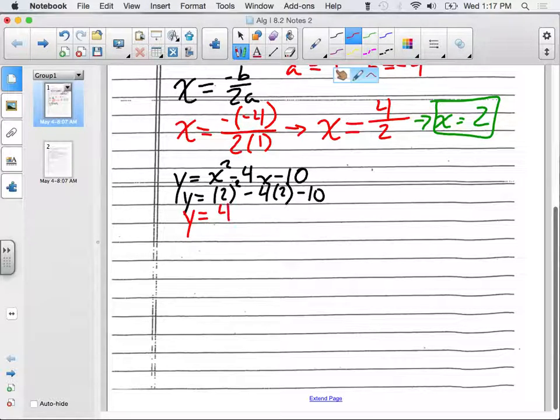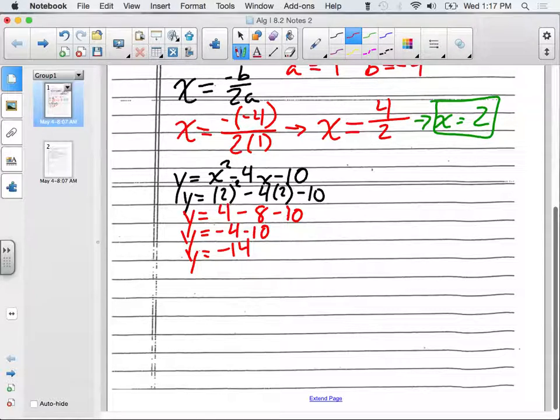2 squared is 4. 4 times 2 is 8. There we go. 4 minus 8 is what? Negative 4. Negative 4 minus 10. Oh, what should we have, Michaela? Negative 14. All right.